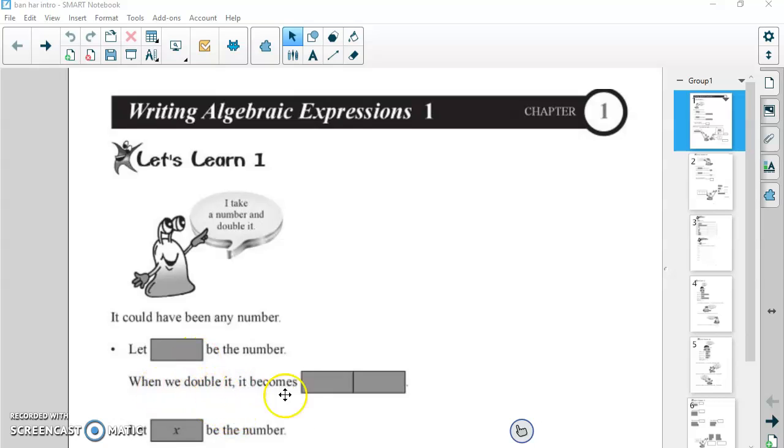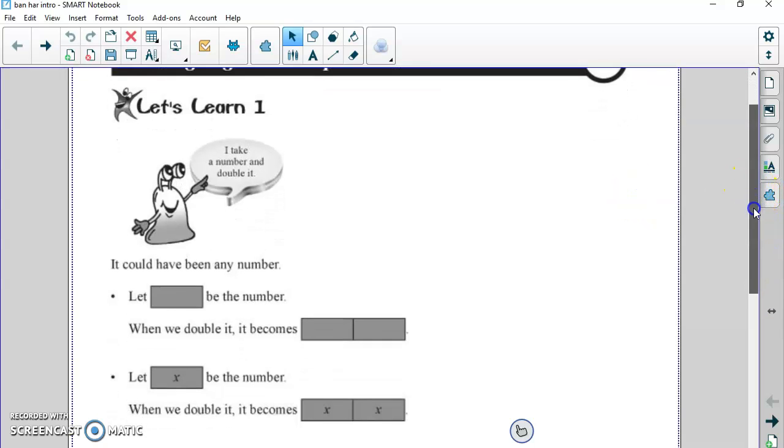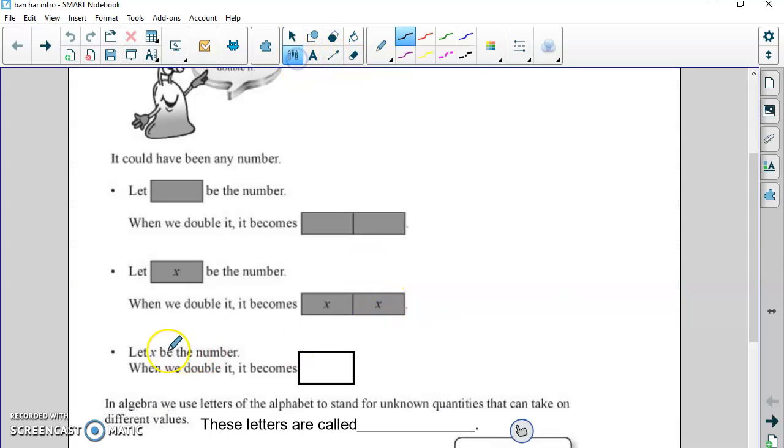So when we double it, what happens? We have two bars, because double in math means two of something, correct guys? Okay. And then we're going to name that bar X. So if we double X, what do we have? We end up having two X's, all right? So now if we let X be the number, which represents the bar, and when we double it, what would the expression be called? It would be called 2X.